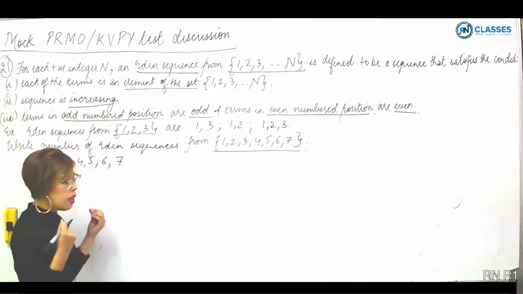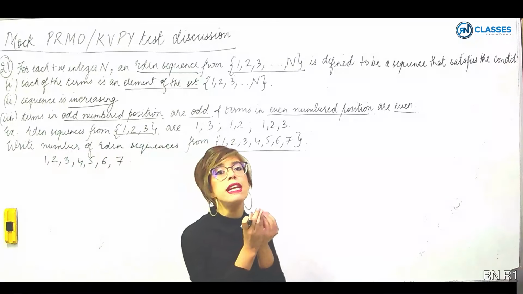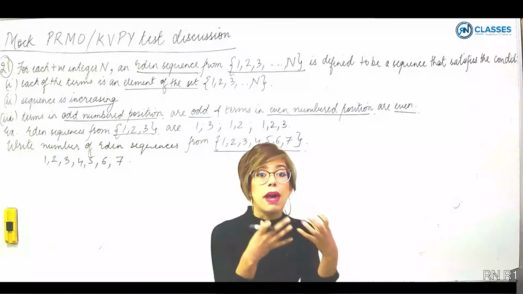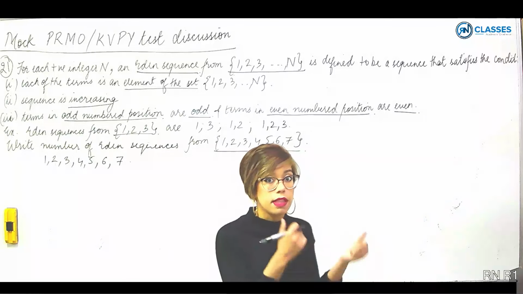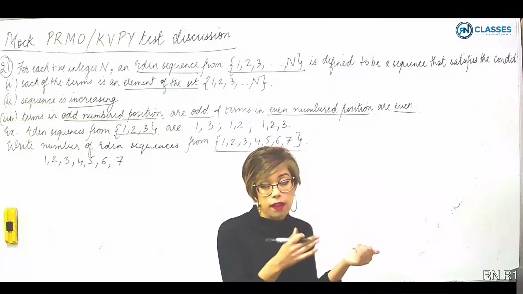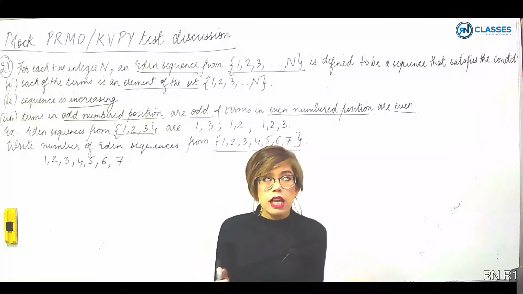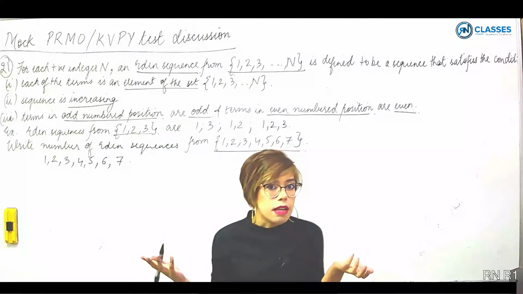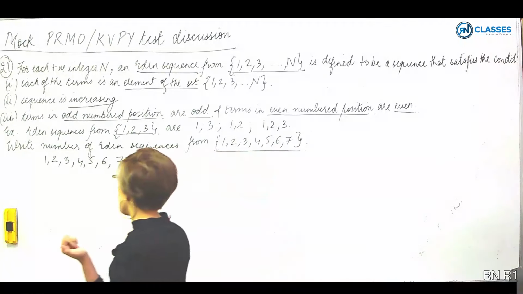So I can make cases on the basis of the length of sequences. Whether 1 element is there, whether 2 elements are there, whether 3 elements are there, 4, 5, 6, 7. And obviously the sequence will not be longer than 7 elements. So let me just try to do that.